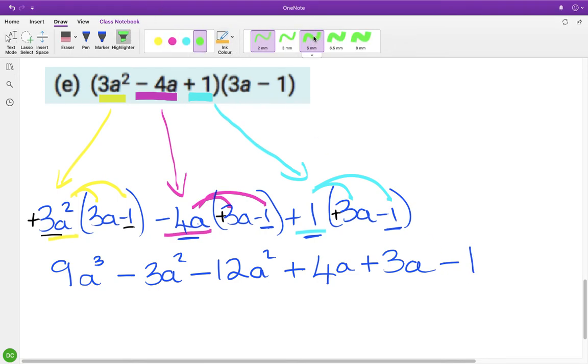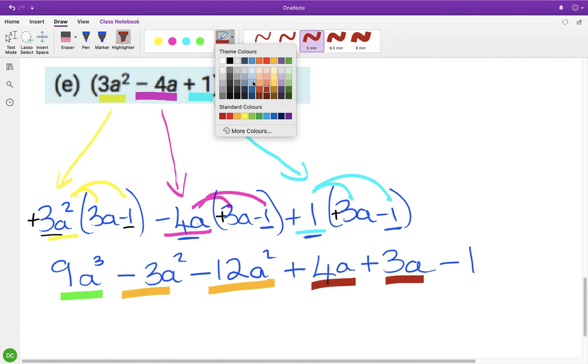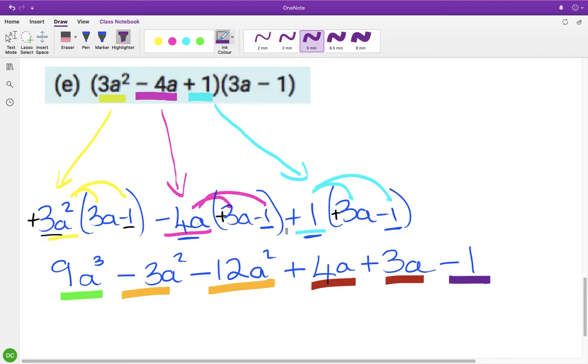Right, so I have 9a cubed all by itself. I have a squared and I have another a squared. I have an a and another a. And all by itself then I have a minus 1.